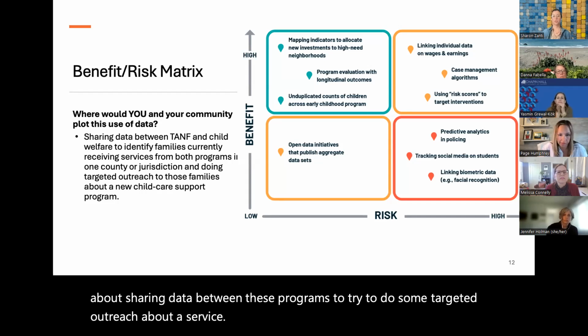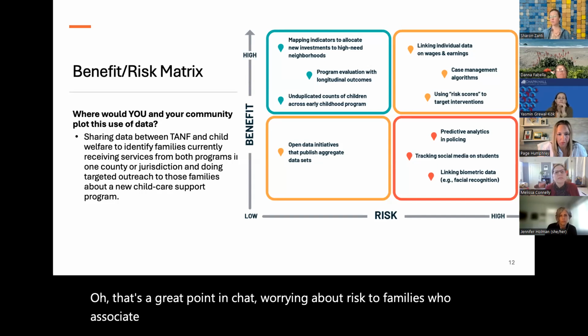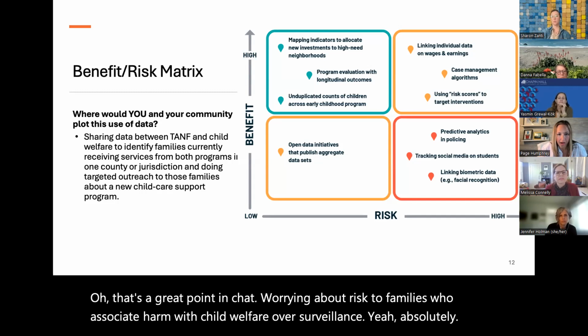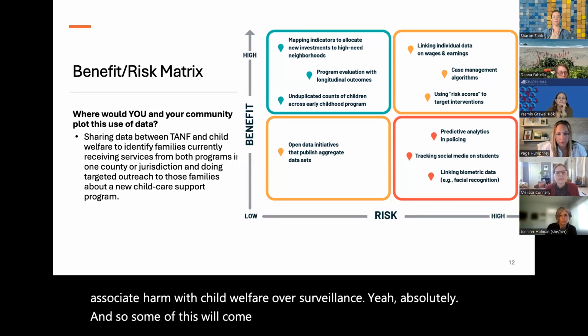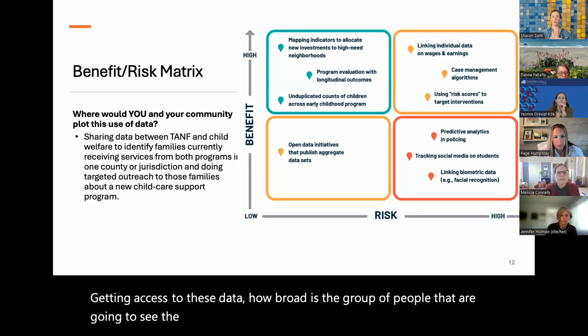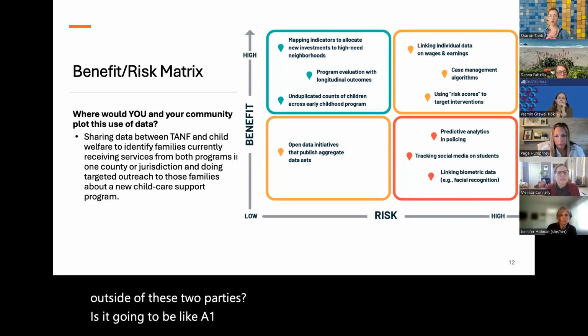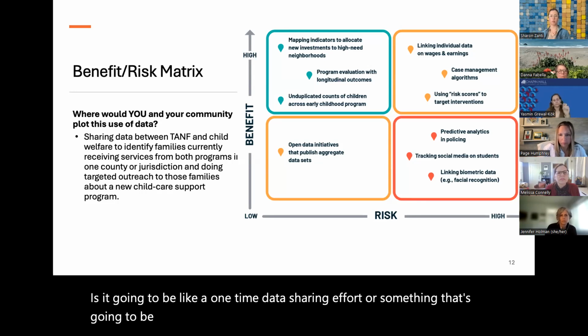Oh, this is a great point in the chat. Worrying about risk to families who associate harm with child welfare over surveillance. Yeah, absolutely. And so some of this will come down to who is getting access to these data? How broad is the group of people that are going to see the data? Is it going to be shared with any other agencies outside of these two parties? Is it going to be a one-time data sharing effort, or something that's going to be more routine and part of practice?